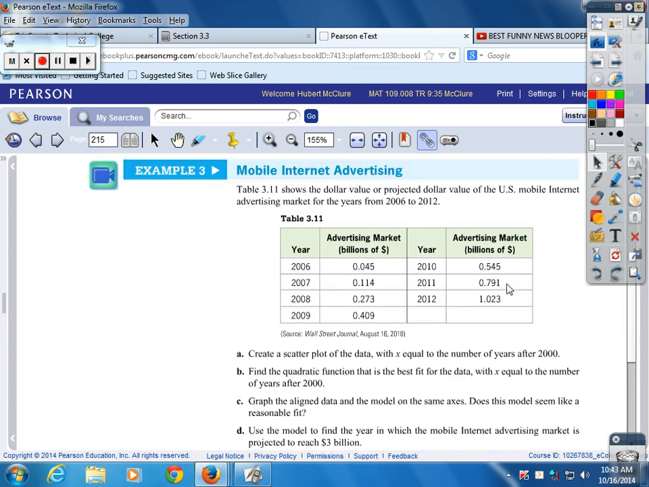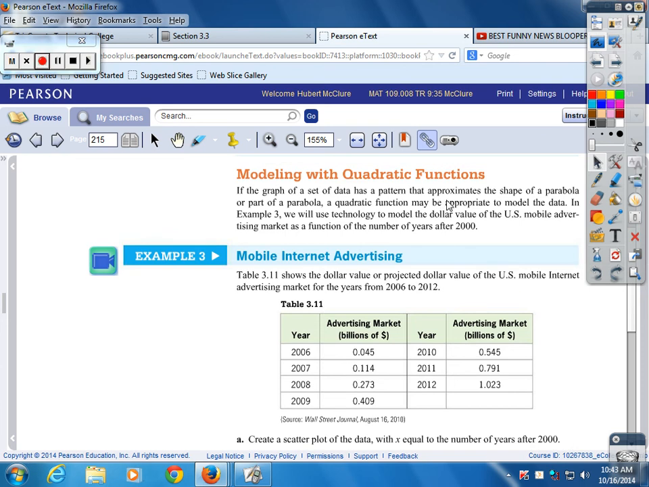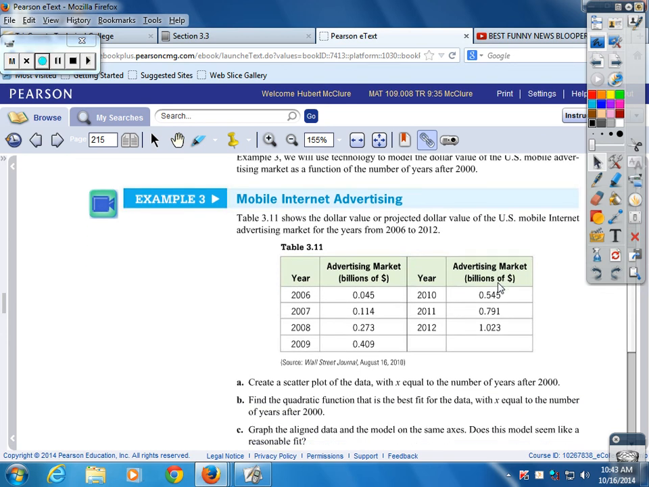Alright, look at this question. It says, show the dollar value or projected dollar value for 2006 to 2012 of the mobile internet advertising market. Okay, that's what the table shows. It says create a scatter plot, find the quadratic function that is the best fit for the data, and then graph the data and the model on the same axis. Does this model seem to be a reasonable fit?